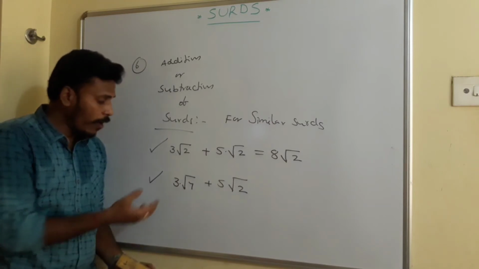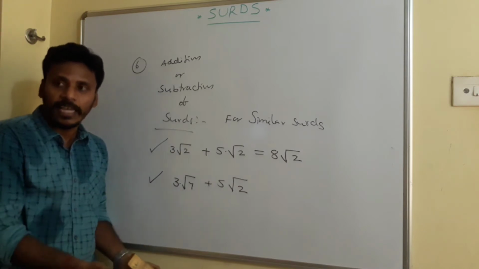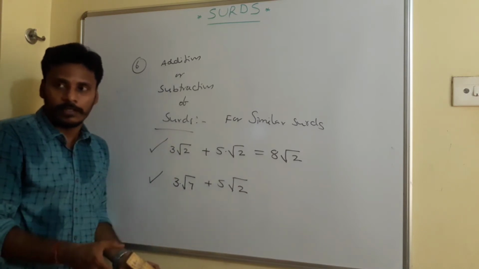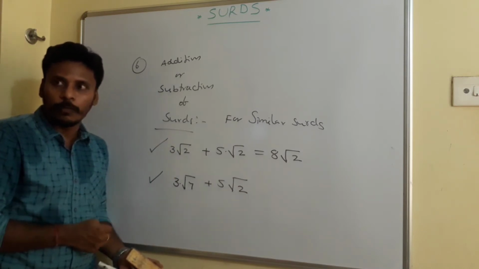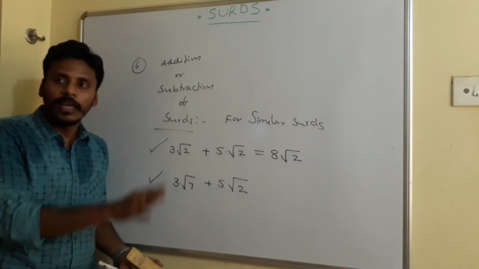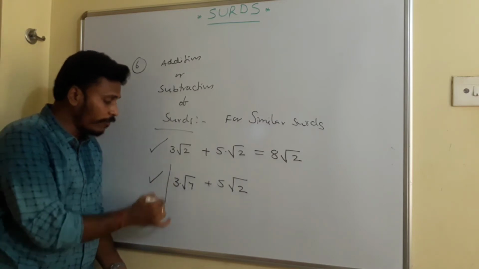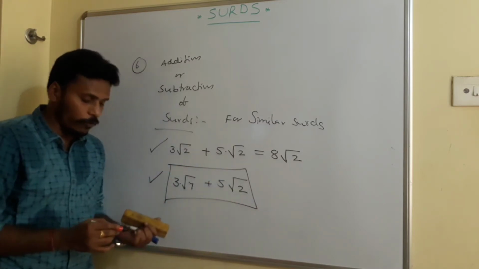For suppose if you have 3 apples as well as 5 bananas, then how can you mention it? You just mention it like this: there are 3 apples and 5 bananas. You can't mix those two. You don't mention it as 8 apples or 8 bananas. You just say it has 3 apples and then 5 bananas. So there is no further simplification for this cube root 7 and fifth root of 2.